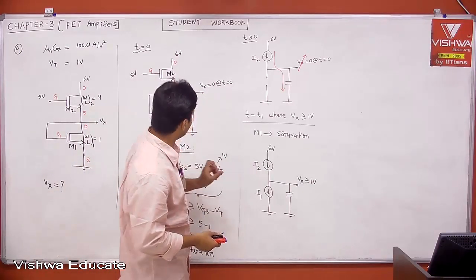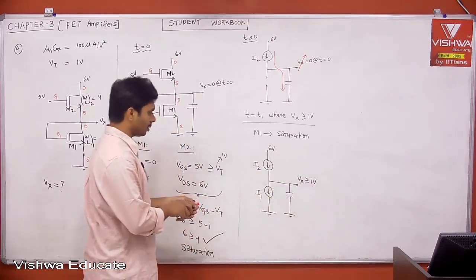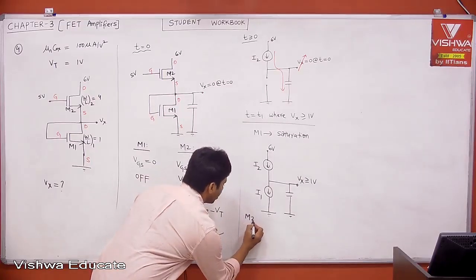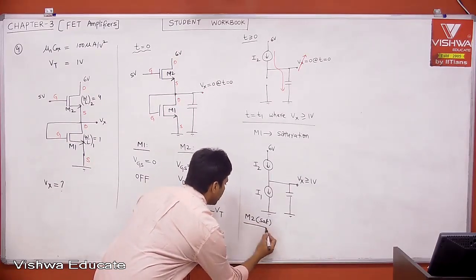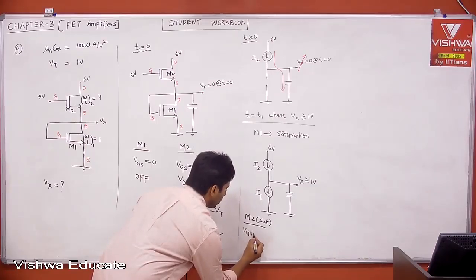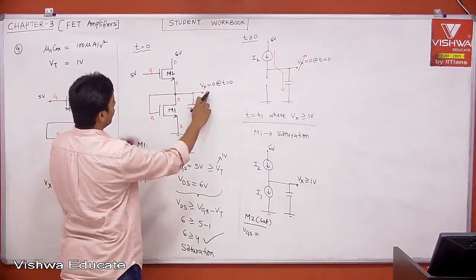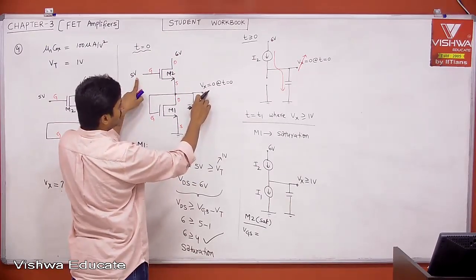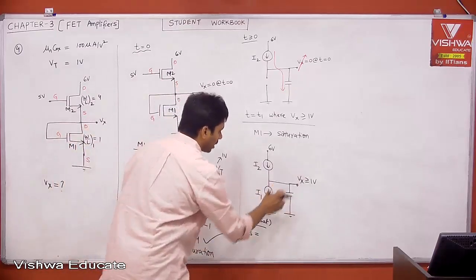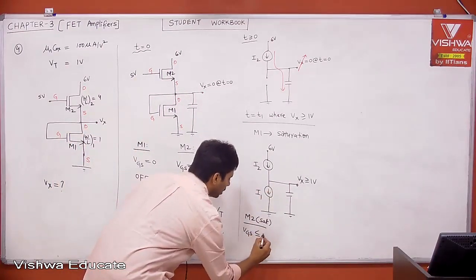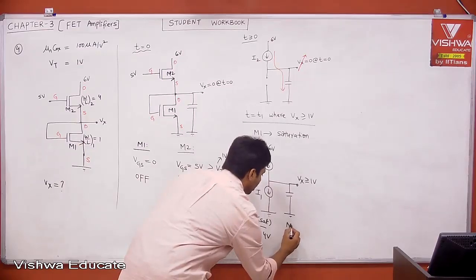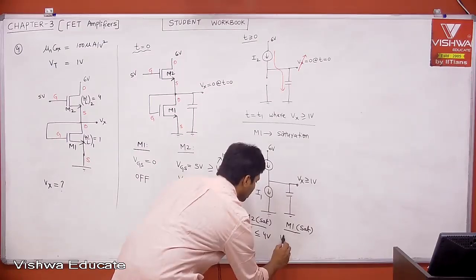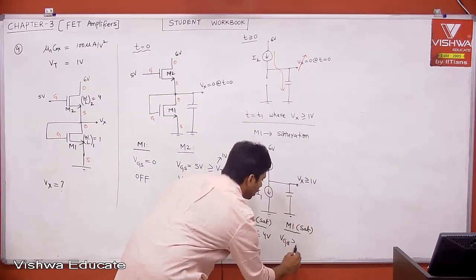Tell me what is VGS of this? When Vx is greater than or equal to 1 volt, for transistor M2, both are in saturation only. This is also in saturation. Therefore what is VGS of M2? When this is greater than or equal to 1 volt, this is 5, this is 1. Then I can say your VGS will be greater than or equal to 1 volt and less than or equal to 4 volt. What about M1? M1 is also in saturation. Then what is its VGS? Greater than or equal to 1 volt.